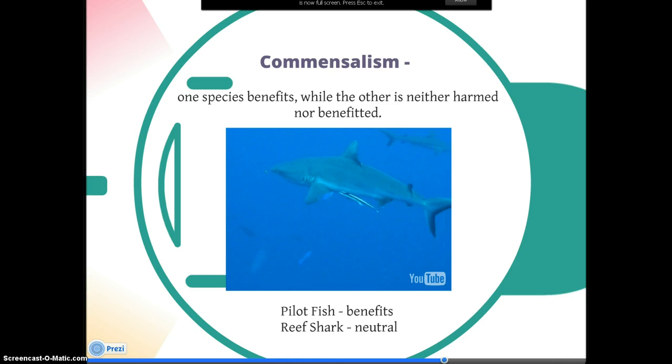The pilotfish cruises around alongside the shark, catching a free ride and picking up the small scraps left behind from the shark's meals. The shark doesn't mind because the pilotfish isn't harming the shark, but it's not helping the shark out in any way either. So, the pilotfish benefits and the shark is neutral, making this a commensal relationship. Take a minute and try to think of other examples of commensalism.